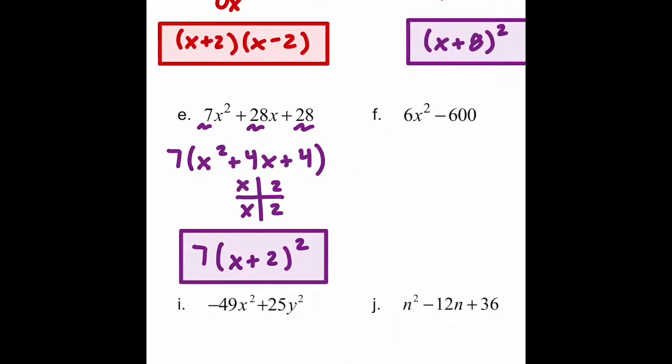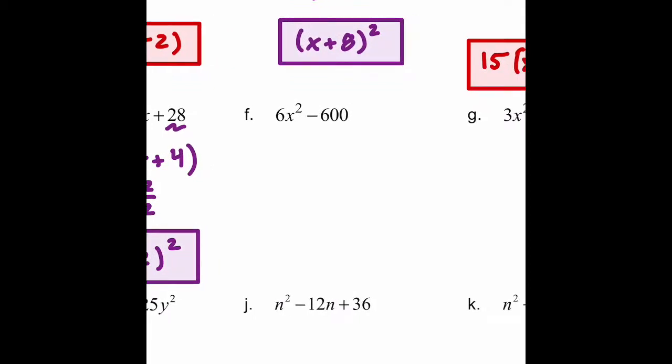All right. Let's go to letter F here. For letter F, we've got a binomial, right? We've got the subtraction, but it's not a perfect square yet, but I can divide both of these by 6. And so I'm going to go ahead and take out that greatest common factor, which is 6. So we'll take out a 6 here. That's going to leave me x squared minus 100.